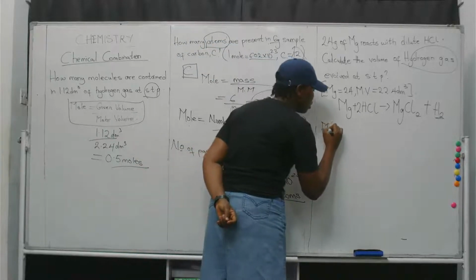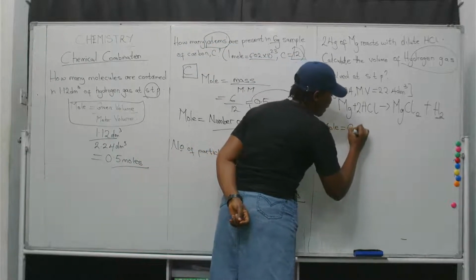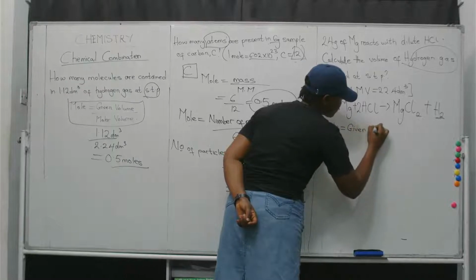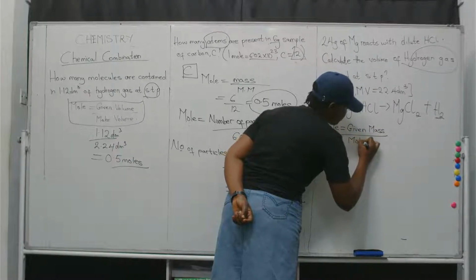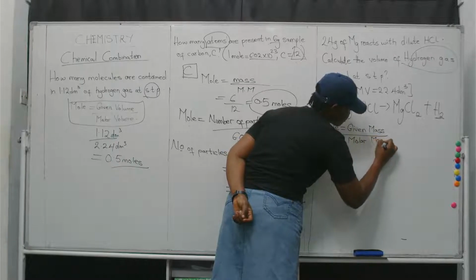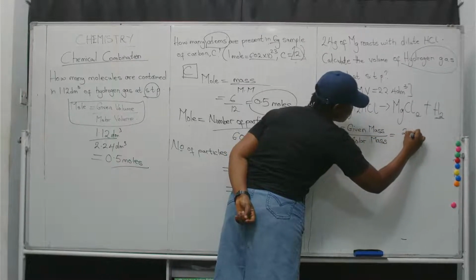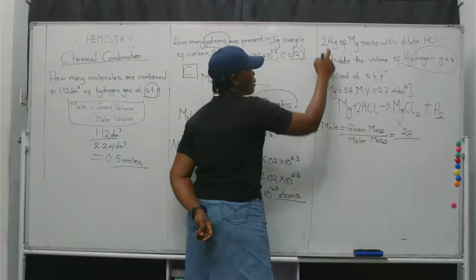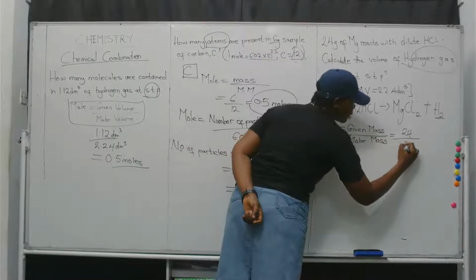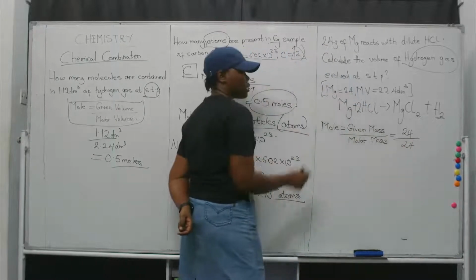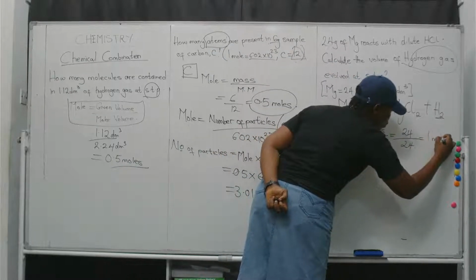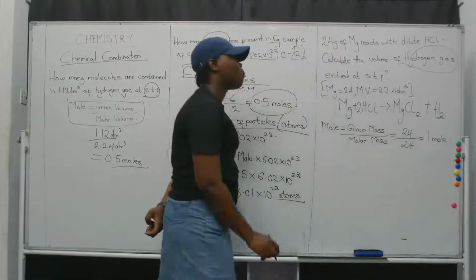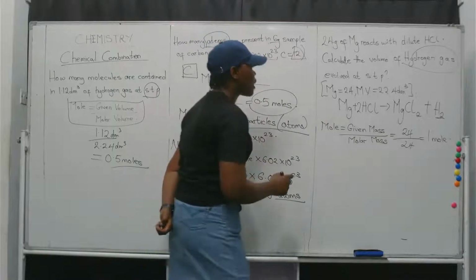Mole equals given mass over molar mass. Magnesium, we're told 24 grams. Atomic mass of magnesium is also 24. So 24 divided by 24 will give 1. And so that is 1 mole. With this information, we can move ahead.